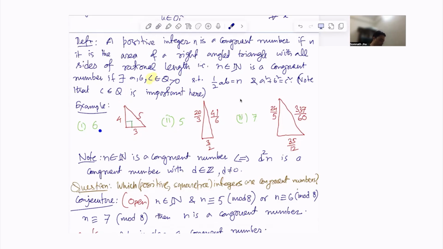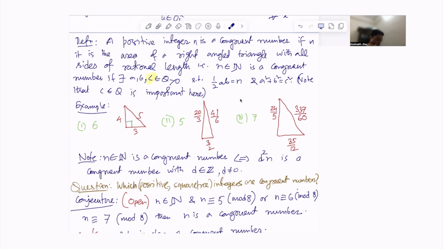So we saw examples like 6 is a congruent number because half into 4 into 3 is 6. 5 is a congruent number because half into 20 by 3 into 3 by 2 is 5. And half into 24 by 5 and 35 by 12 is 7. So these are congruent numbers. So the question is which positive square free integers are congruent numbers?